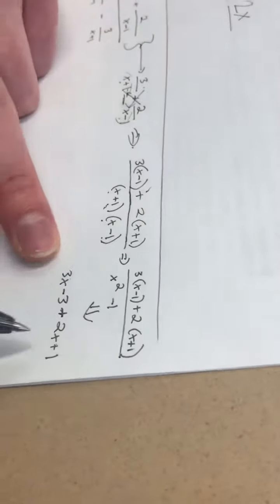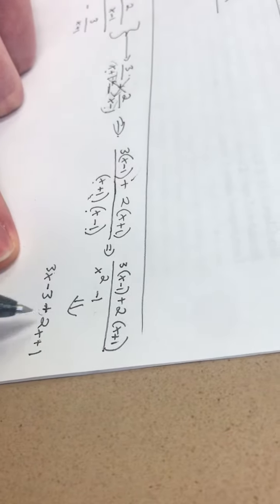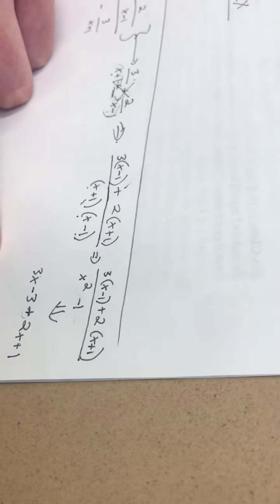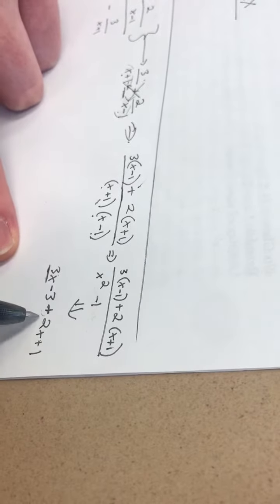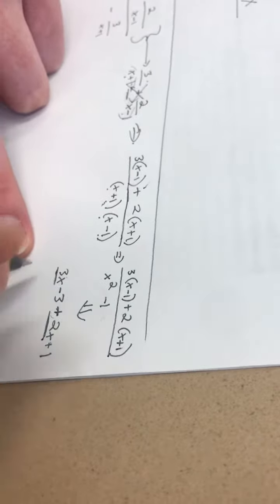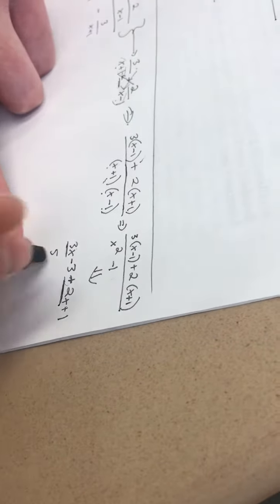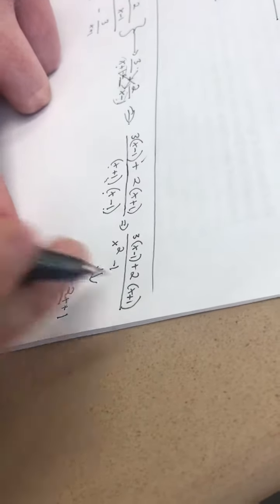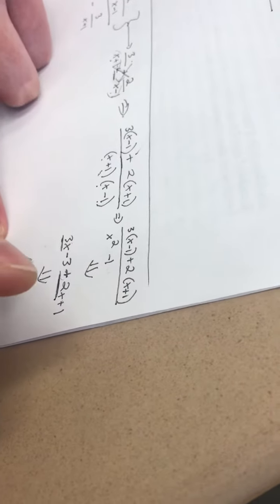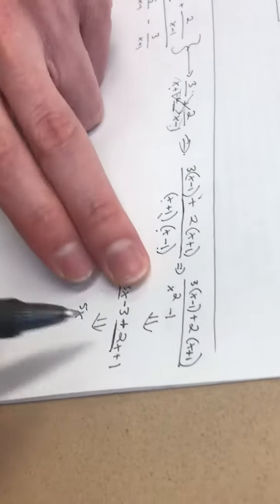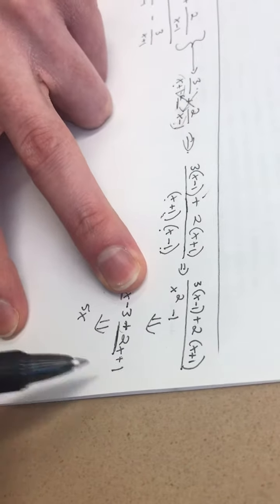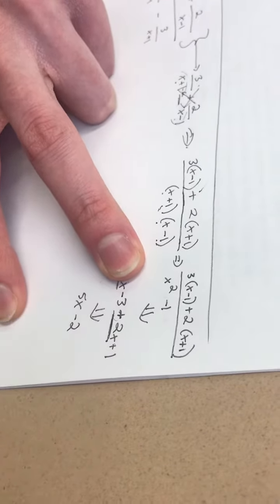Yep, so that's where this plus is coming from. And we can simplify this further because we have a 3x and a 2x. So 3x plus 2x is 5x. Let me make another arrow here. This is getting a little messy. So we have 5x and then negative 3 plus 1 is negative 2.